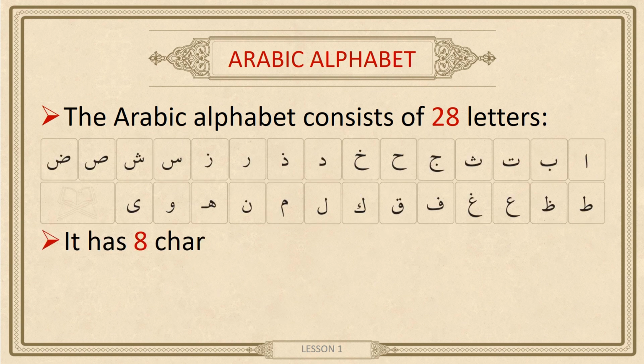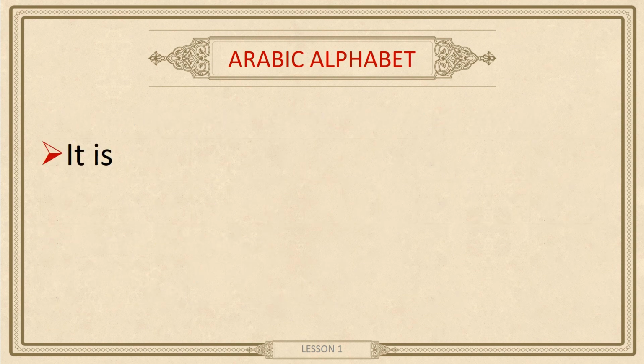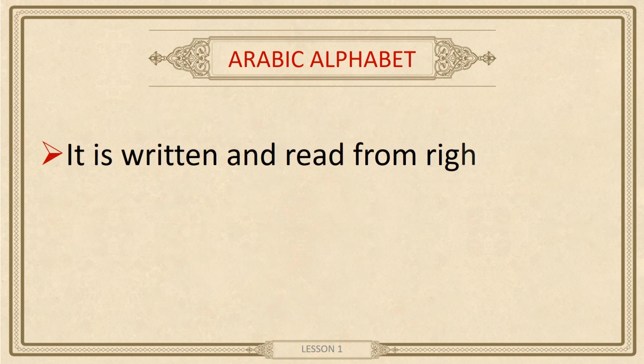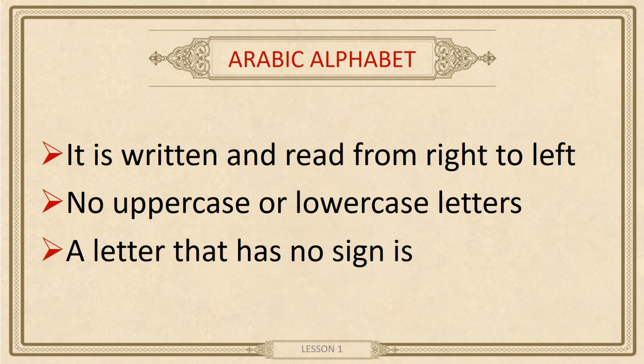In addition to these 28 letters, we have 8 characters in the Quranic script. The Arabic alphabet is written and read from right to left. Another characteristic of the Arabic language is that there are no uppercase and lowercase letters. And the last, but no less important rule, a letter that has no sign is not read.